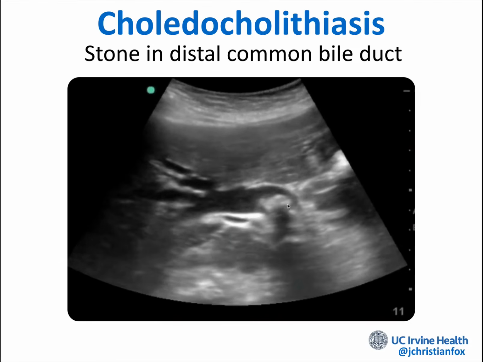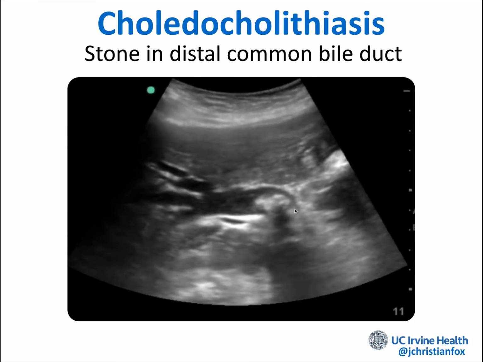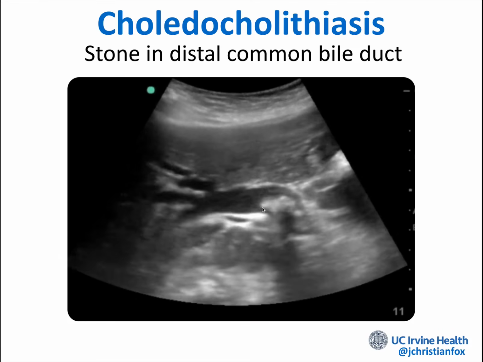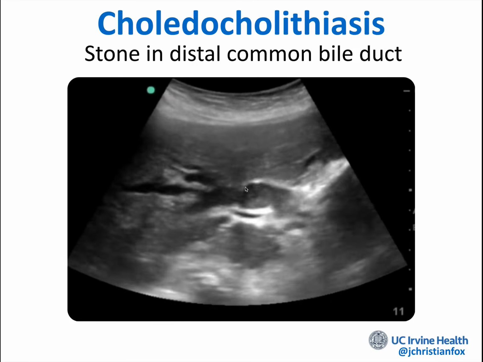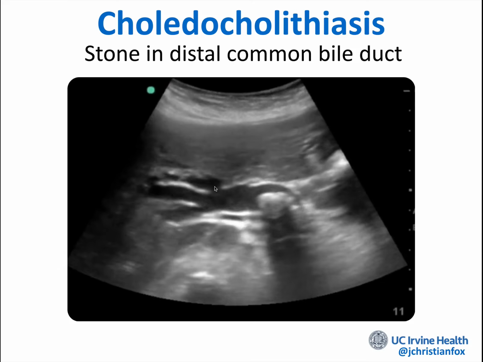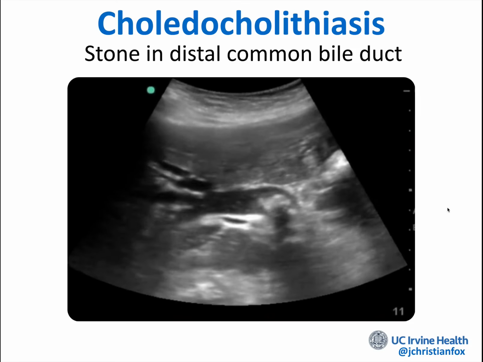This is a very large stone here seen in the distal CBD, with something we call choledocholithiasis. The portal vein is this little sliver right here. Huge CBD. It's like 2-point-something centimeters here, and with the intrahepatic ductal dilatation here.